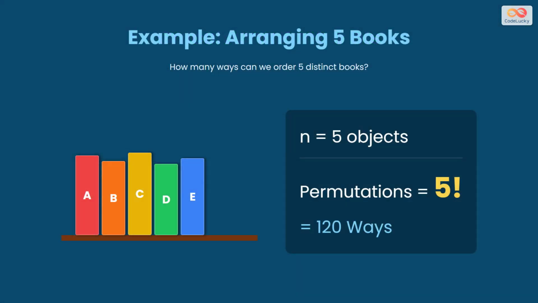Let's apply this to a real-world scenario. Suppose you have 5 distinct books and you want to arrange them on a shelf. Since we are arranging 5 distinct items, the number of permutations is 5 factorial, which equals 120 different ways.